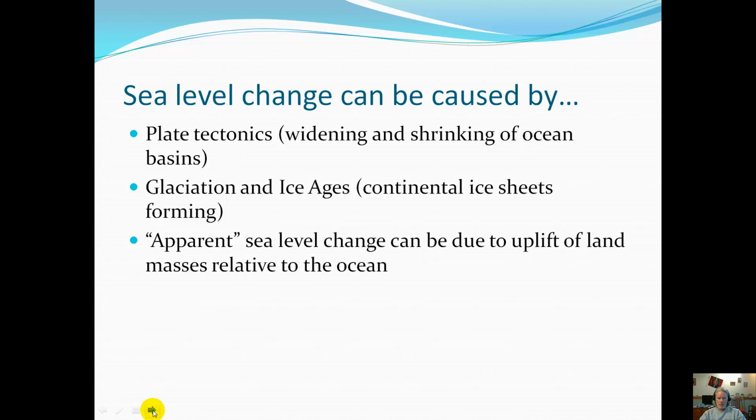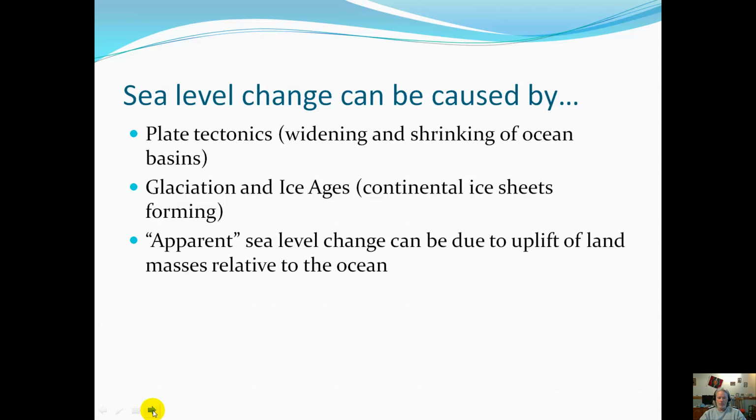And here are some examples of why sea level will change. Plate tectonics. We know about the mid-ocean ridges, the widening and the shrinking of ocean basins. We looked at that earlier this year. We haven't looked at too much on glaciation and ice ages. Hopefully you did this in middle school. But as the ice sheets melt, you would assume that the water levels would rise.